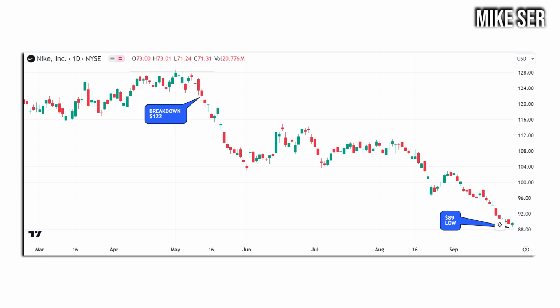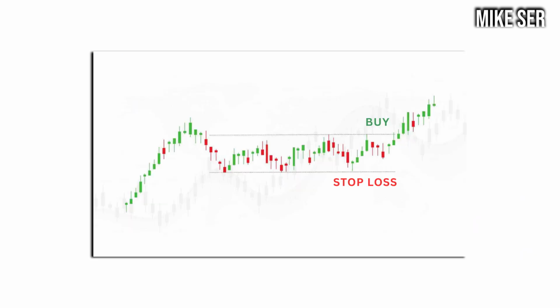And this is a perfect example of a stock basing for a while and then breaking down to the downside and continuing lower. Now, here are a few tips to look for when trading breakouts and breakdowns.